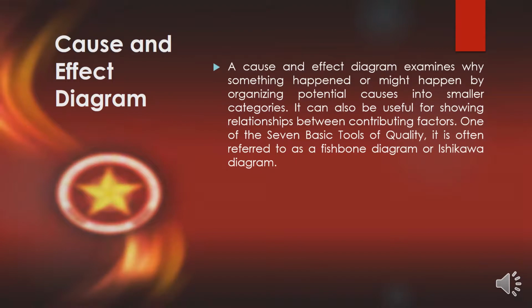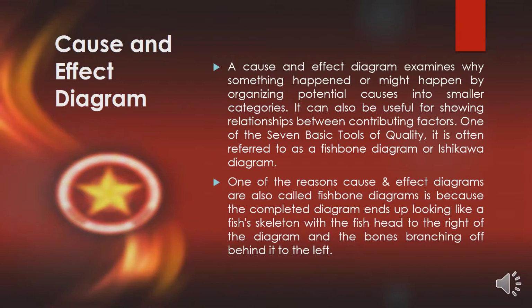This diagram examines why something happened or might happen by organizing potential causes into smaller categories. It can also be useful for showing relationships between contributing factors. One of the seven basic tools of quality, it is often referred to as the Fishbone diagram or Ishikawa diagram. One of the reasons cause and effect diagrams are also called fishbone diagrams is because the completed diagram ends up looking like a fish skeleton, with a fish head to the right of the diagram and the bones branching off behind it to the left.